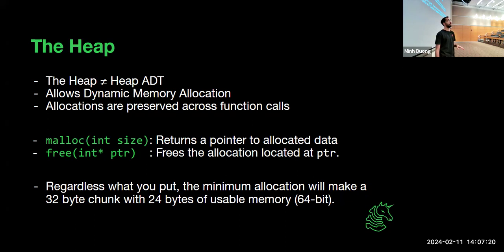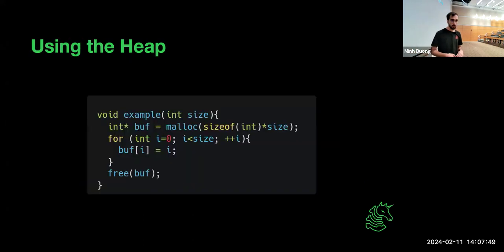On 64-bit systems, regardless of what you put in that size parameter, you will always get a chunk that is at least 32 bytes large, with 24 of those bytes being usable memory. So you can't allocate 4 bytes. Everything is at least 16 byte aligned on the heap, and the minimum allocation is 32 bytes. This is for 64-bit. For 32-bit, everything shifts down by a factor of 2.